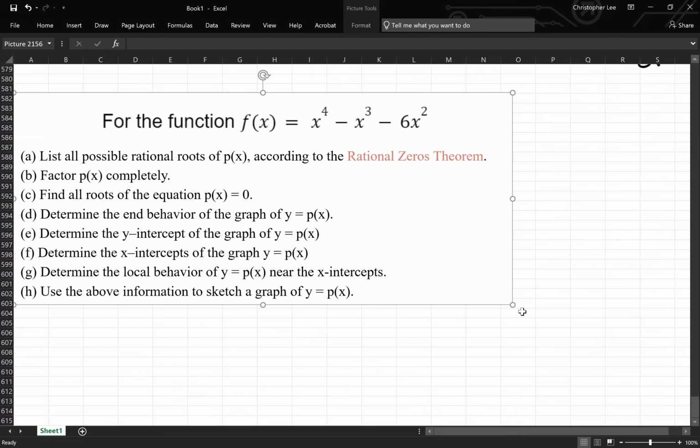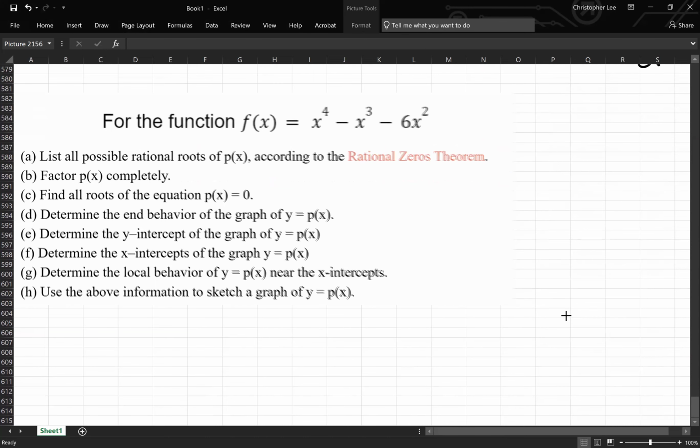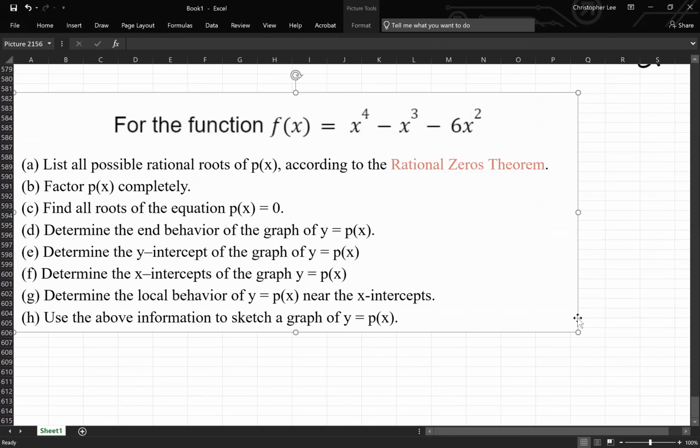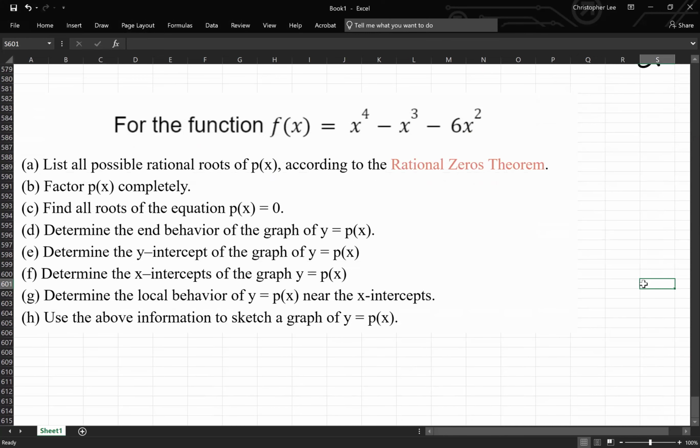Okay. All right. So for the function f of x is equal to x to the fourth power minus x to the third power minus 6x squared, we want to list all the possible rational roots of p of x, right? According to the rational zeros theorem. We're going to factor this completely. Then we want to find all the roots of the equation. Then we want to determine the end behavior of the graph.